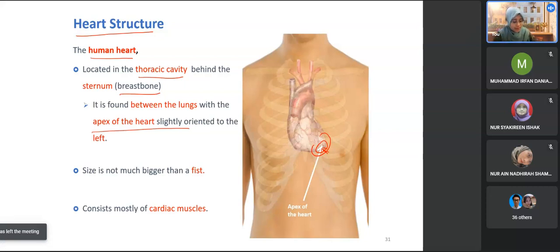It consists mostly of cardiac muscle. The cardiac muscle is able to generate its own impulse to cause the contraction of the heart muscle. So the contraction of the heart muscle depends on the heart muscle itself. It is not from the instruction of the brain.